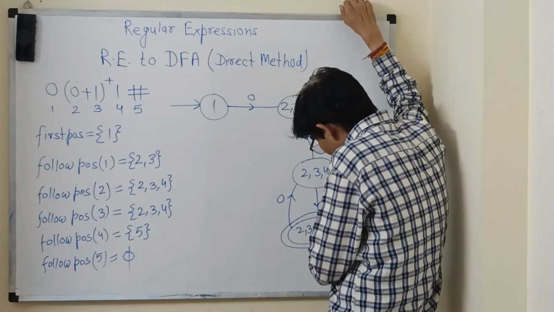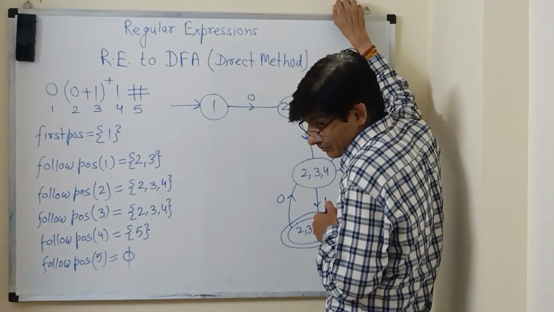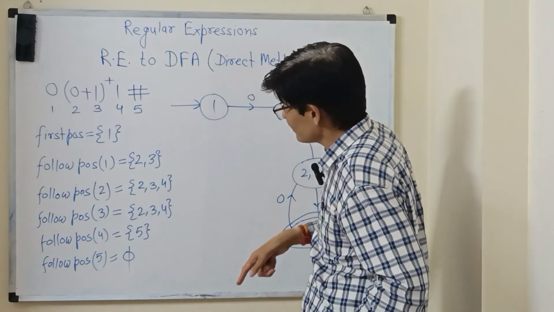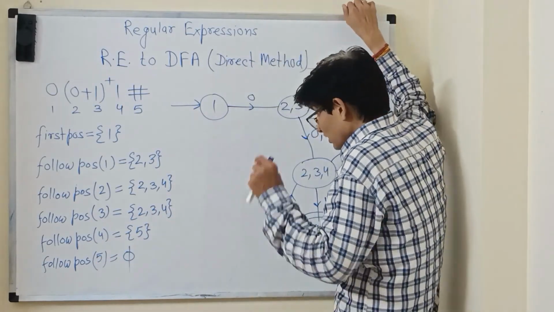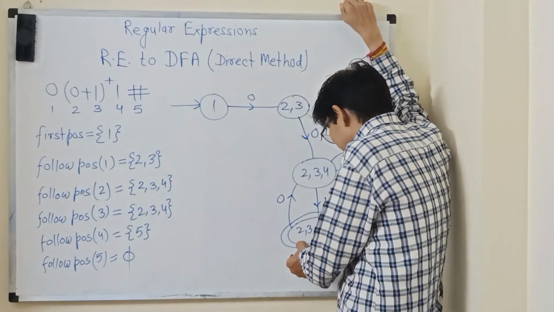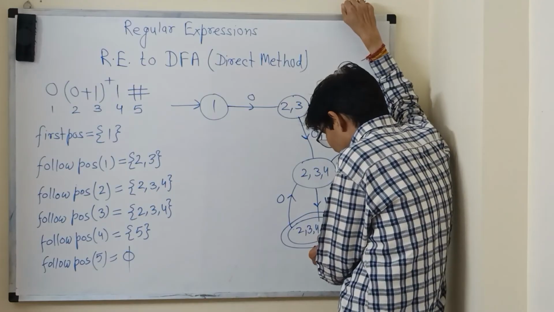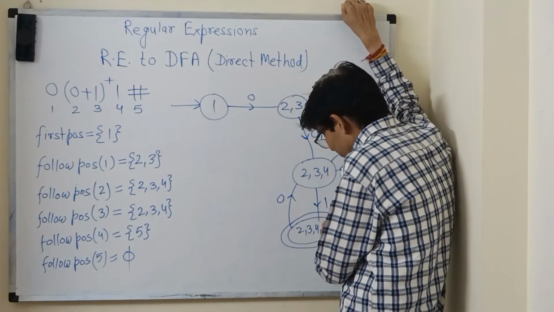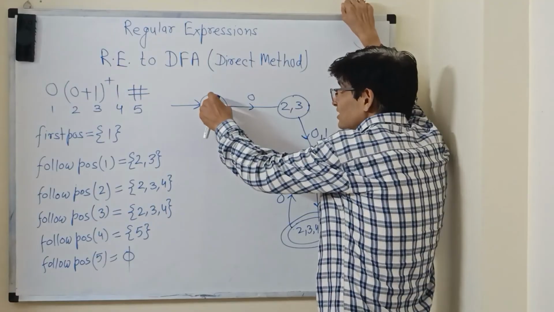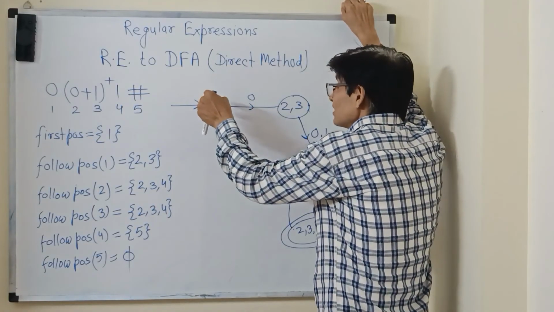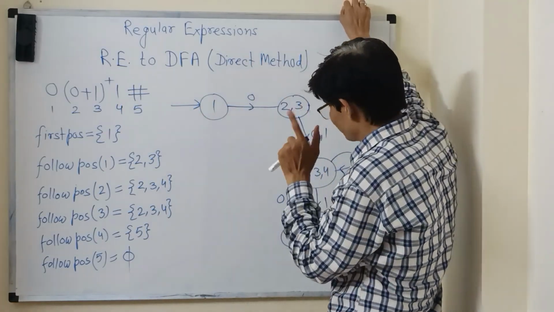And now for the transition of 1, we will see how many numbers we have assigned to 1. So 3 and 4 we have assigned to 1. So follow of 3 is 2, 3, 4, and follow of 4 is 5. So 2, 3, 4, 5 would be the union, and this is the same state. So for the transition of 1, we will stay on the same state. Now we have seen both transitions for each of these states. As we cannot create any more transitions, this is the final DFA for this particular regular expression.